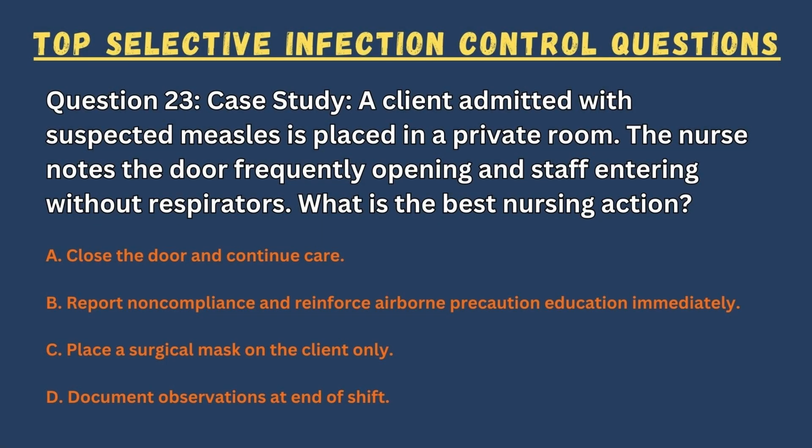Question 23. Case study. A client admitted with suspected measles is placed in a private room. The nurse notes the door frequently opening and staff entering without respirators. What is the best nursing action? A. Close the door and continue care. B. Report non-compliance and reinforce airborne precaution education immediately. C. Place a surgical mask on the client only. D. Document observations at end of shift.